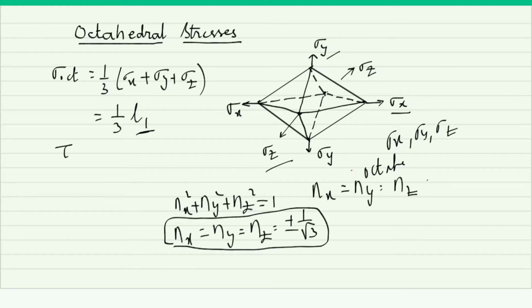Octahedral shear stress, that is tau octahedral, equal to root 2 by 3 into L1 square minus 3L2 whole power 1 by 2, and L1, L2 are stress invariants.